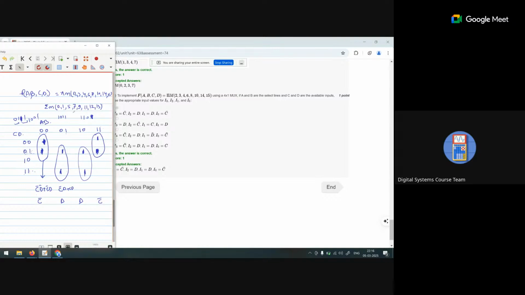Okay? So now if AB is 0, 0, that means I0 is selected. If AB is 0, 1, I1 is selected. If AB is 1, 0, I2 is selected. And if AB is 1, 1, I3 is selected. Okay, so what is I0? I0 is C bar.